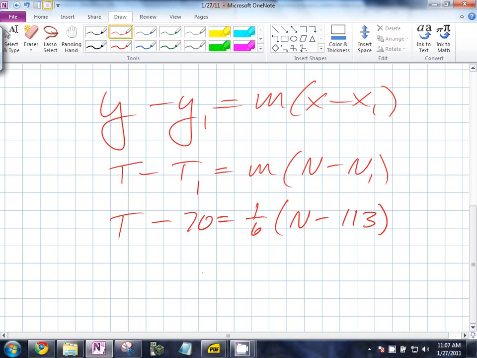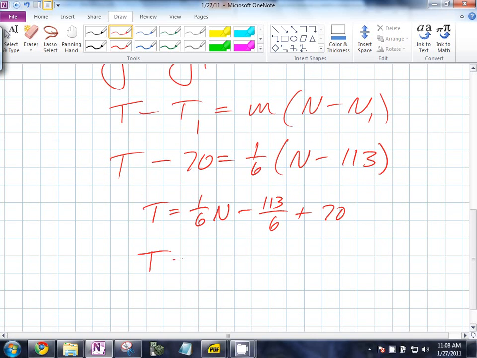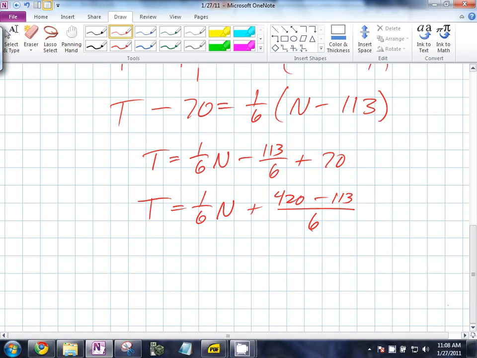If they want t in terms of n, they generally want t to be isolated. So t in terms of n is going to be 1/6 n minus 113 over 6 plus 70. You could simplify it a little bit. t equals 1/6 n plus 420 minus 113 over 6. So t is equal to 1/6 n plus 307 over 6. So that is t in terms of n.